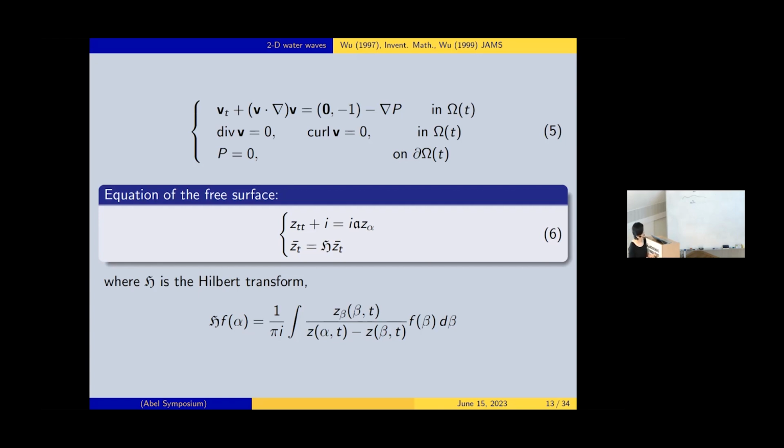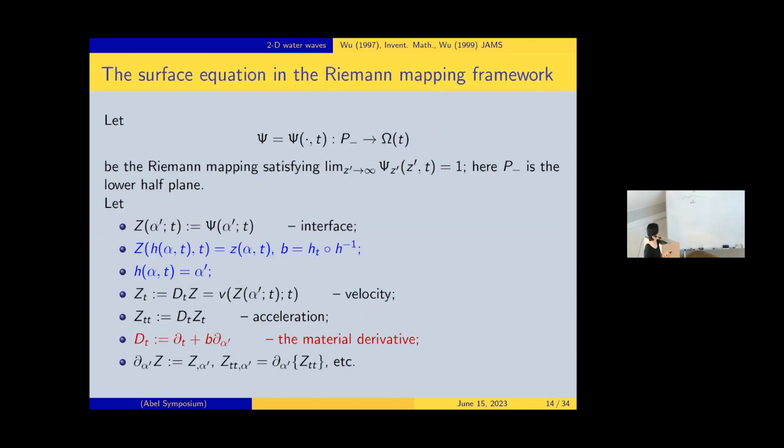If we look at this equation, it's not easy to understand what's going on, because 1 over z alpha minus 1 over z beta is unknown. So we have an unknown in the denominator. It's just too nonlinear, too complicated to understand. And this is where the Riemann mapping or the conformal mapping becomes useful, or at least very helpful to understand the structure of the equation.